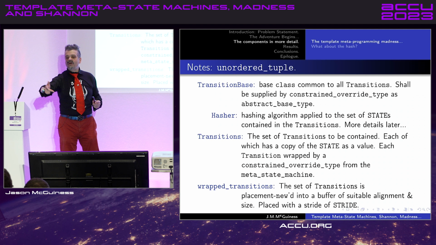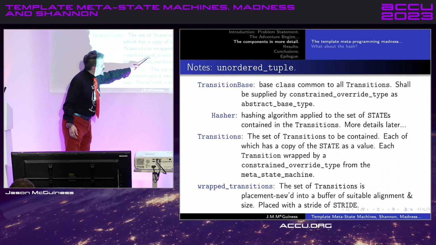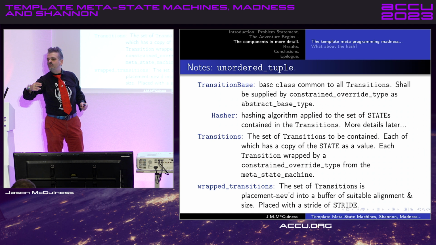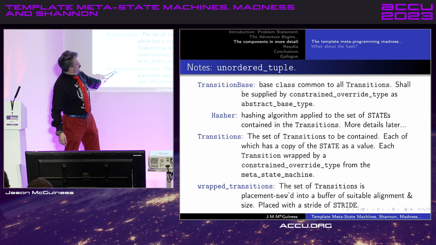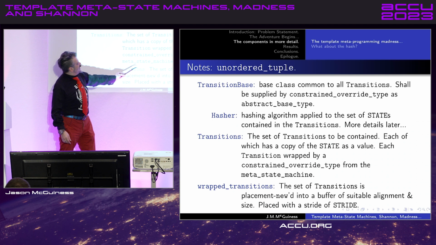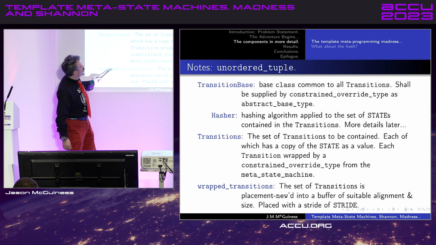And they are going to be wrapped. Each one must be wrapped by this constrained override type so I can get at the process method and find the right overload for it. And therefore I need the right abstract base class which has the right abstract method. Because of course, we'll come to this later. We've got our wrapped transitions. So these are the transitions unwrapped. These are the transitions that have been wrapped by the constrained override types that inherit from the abstract base types.